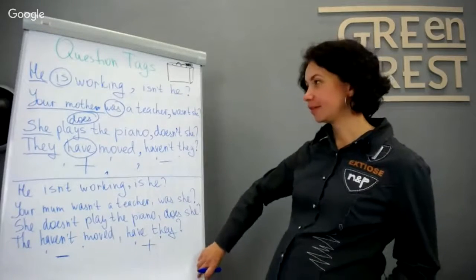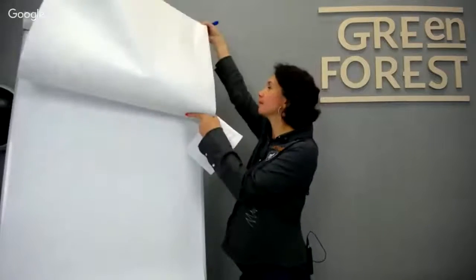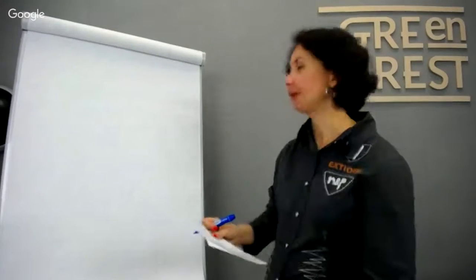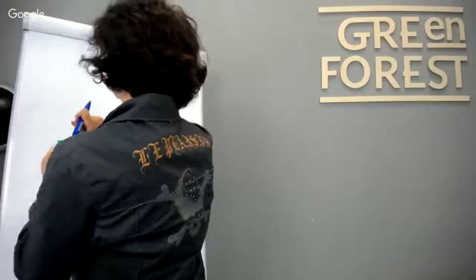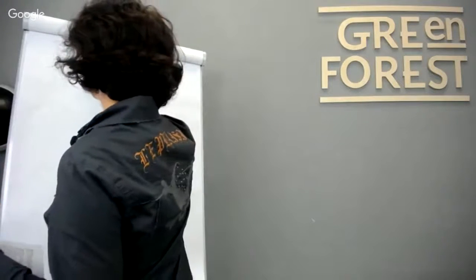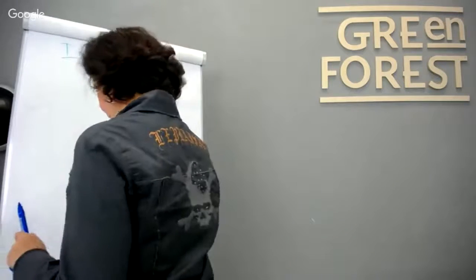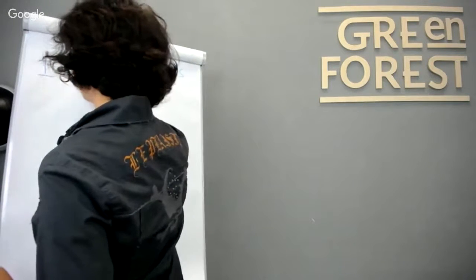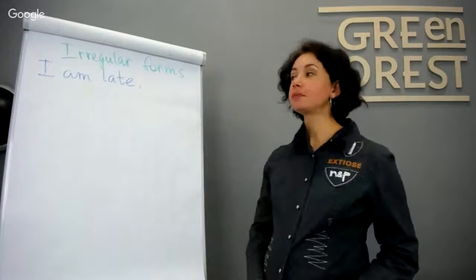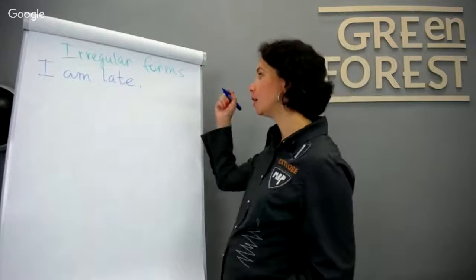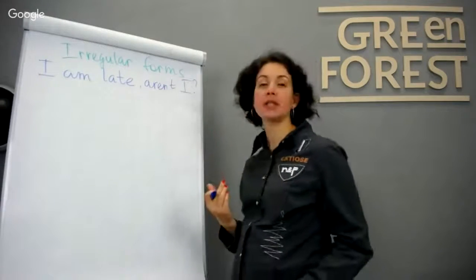Let's talk about some maybe unusual cases in which we need to create question tags. Okay. The first one, when we have I and am, I will write here some irregular forms. First of all, I am late. Am doesn't form a short negative form. So what to do? In this case, the tag will be aren't I. Only if it is a positive sentence.